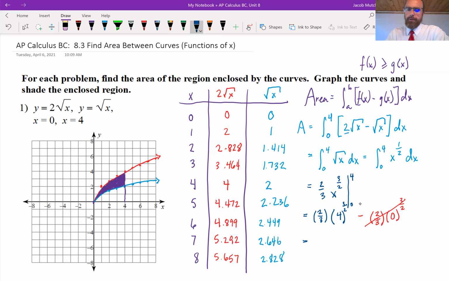So I'm going to evaluate here 4 to the power of 3/2. Remember that denominators are roots. So square root of 4 is 2, and then I'm going to raise that to the power of 3. So 2 to the third power is 8. And then 8 times 2/3 is going to be 16/3. And that is complete. That represents the area of that purple region in between my two graphs.